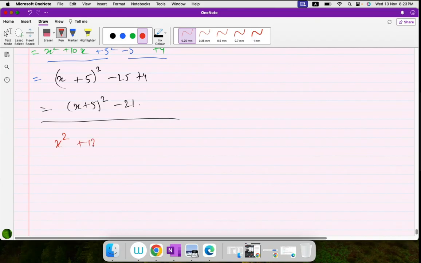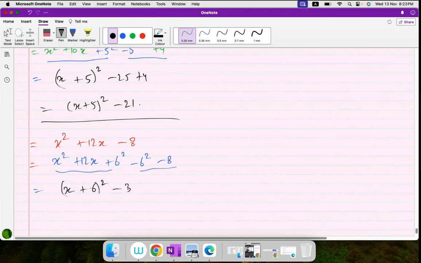x square plus 12x minus 8. Now this time I'll go in one single flow. x square plus 12x, half of the coefficient of x is 6, plus 6 square minus 6 square minus 8. We solve the first three, solve the last two, close the first three. So that's (x plus 6) whole square minus 36 minus 8. So (x plus 6) whole square, 36 and 8 is 44. This is the completing square form.